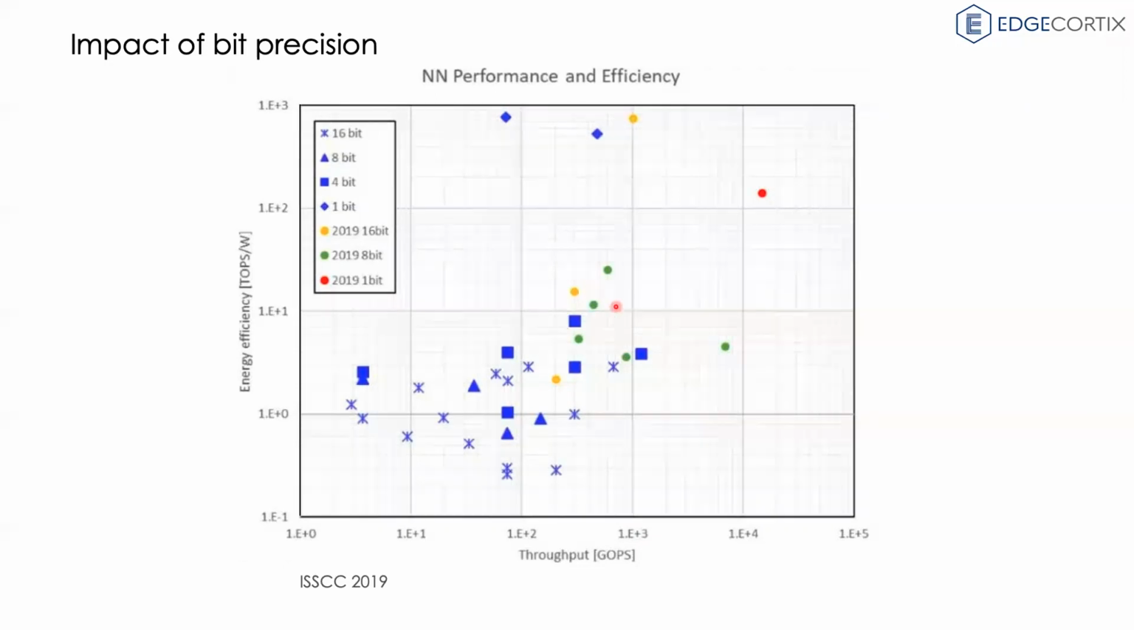In fact, recent studies, so this is from the ISSCC conference, which is one of the leading conferences of solid state circuits, in 2019, showed that there have been some implementations that even with 16-bit precision, so 16-bit fixed point precision, or even at times with floating point operations, can achieve very high throughput and energy efficiency.